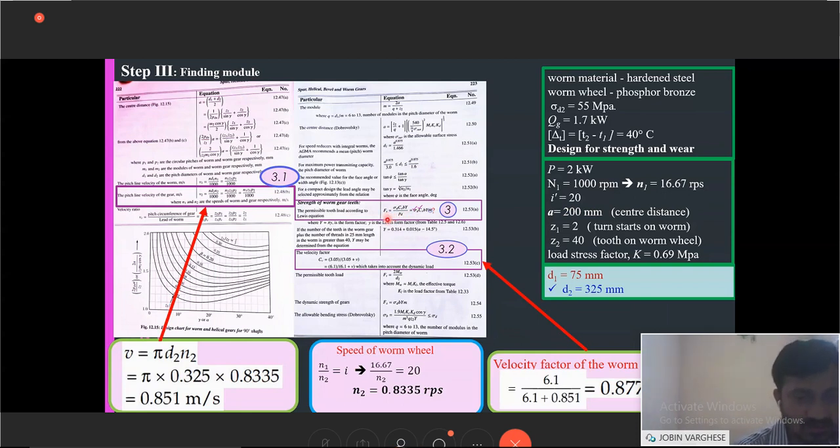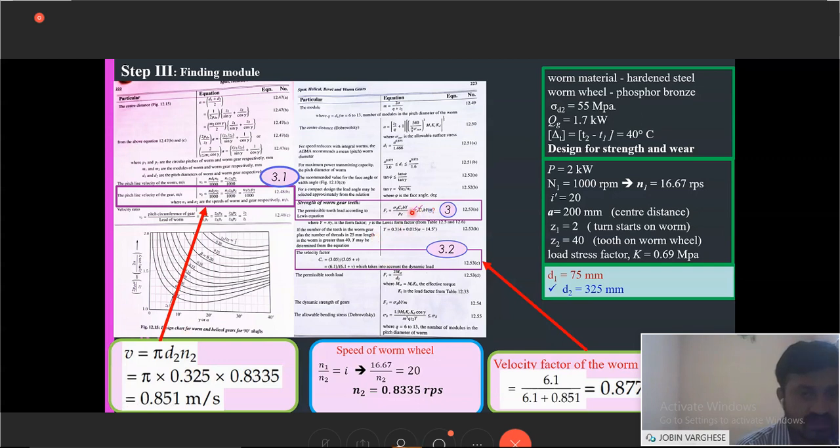So Ft equal to, there is an equation. From this we can see the module here. Sigma T is already given here, 55 megapascal, and then we have a CV. The CV value should be found out from this equation, that is 6.1 by 6.1 plus V, where V we should find out from here. Because we are designing for the worm gear, we are using D2 and N2. We are not using D1 and N1, because the driver is the worm and the driven is the worm wheel. From this, velocity is calculated, and substituting this, we'll get CV.